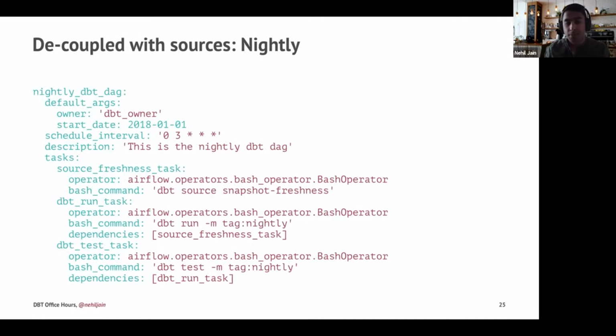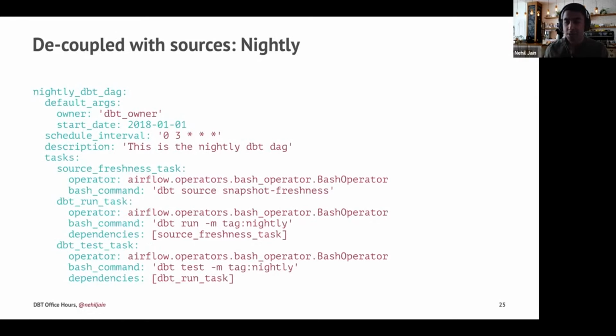So at 3 a.m., our job is triggered, which first checks all the sources. Very important to do, otherwise you're wasting all your compute running all the rest of the stuff. And then it runs your nightly tags, and then it tests your nightly tags. So both for nightly and hourly, we use tags to achieve what we want.